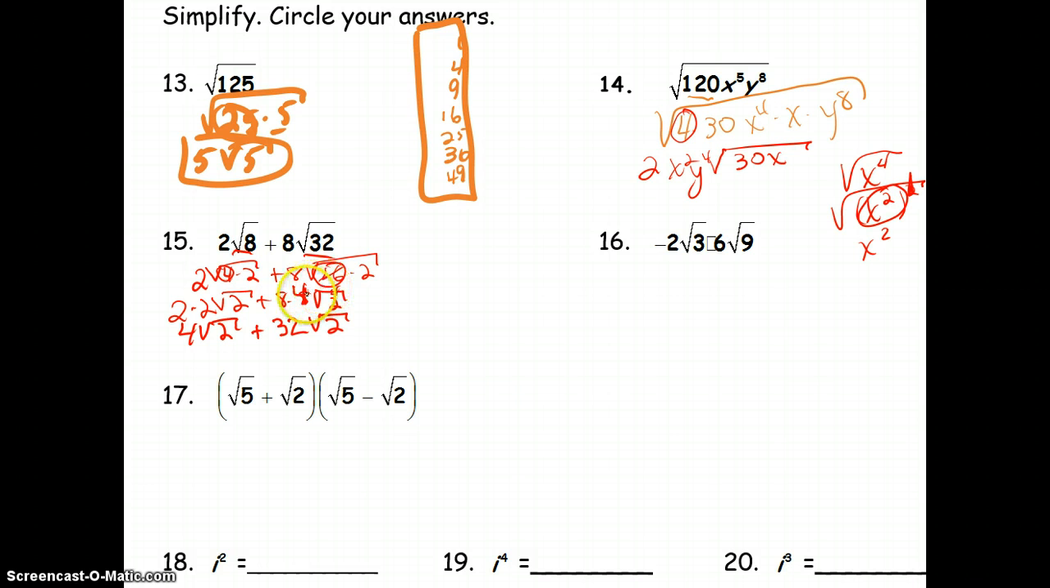Notice when we pull out the 4, it's multiplied by the 8. Things outside are multiplied together. Now we have 4 root 2 and 32 root 2. We combine these to make 36 root 2.